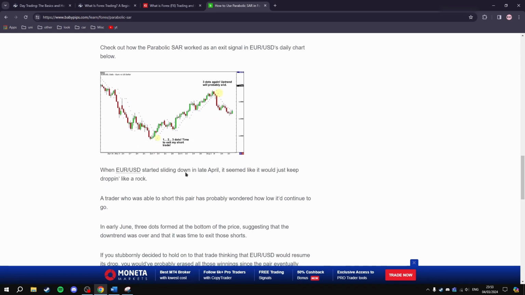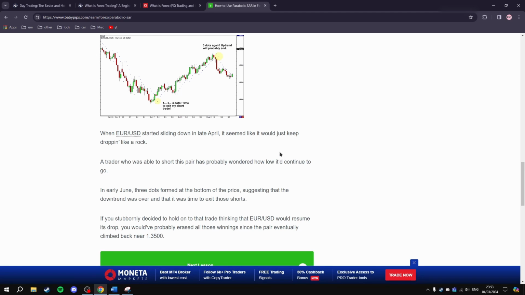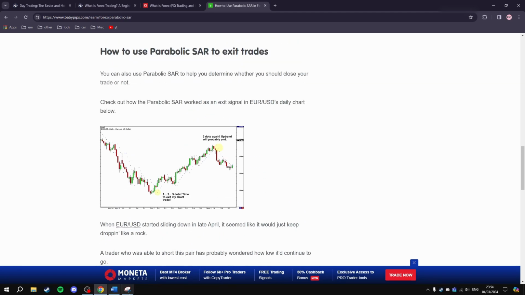When EURUSD started gliding down in late April, it seemed like it would just keep dropping like a rock. A trader who was able to short this pair has probably wondered how long it continued to go. In early June, 3 dots formed at the bottom of the price, suggesting that the downtrend was over and that it was time to exit these shorts. If you stubbornly decide to hold on to the trade thinking that EURUSD would resume its drop, you probably erased all those winnings once the pair eventually climbed back up near 1.35.